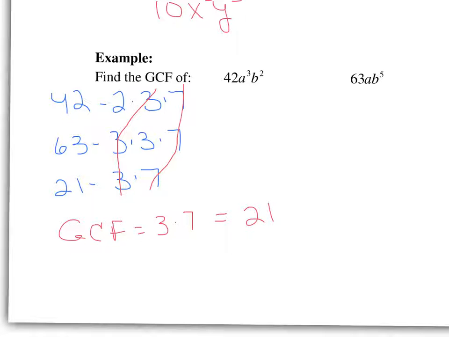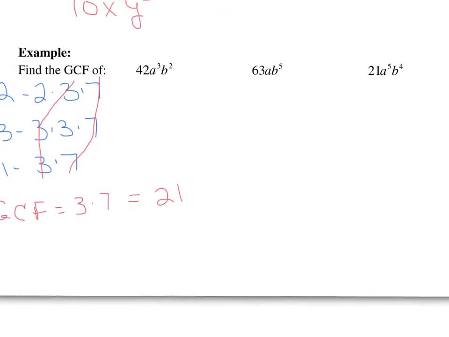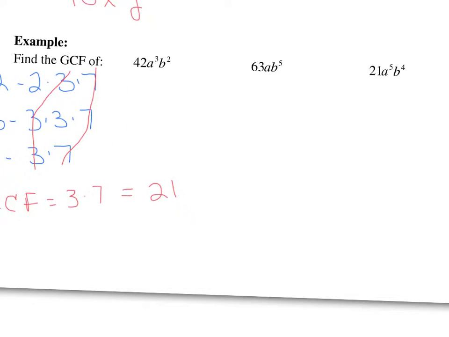Now when we look at the variables, we have a cubed, a to the 1, and a to the 5th. So what's common? A, and the smallest exponent is 1, so a to the 1. B squared, b to the 5th, b to the 4th. They all have b, and the smallest exponent is squared. So the GCF is 21 a b squared.